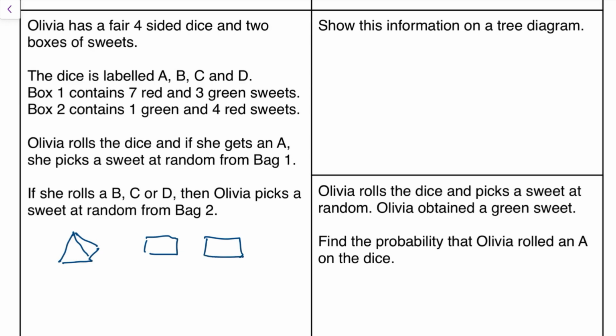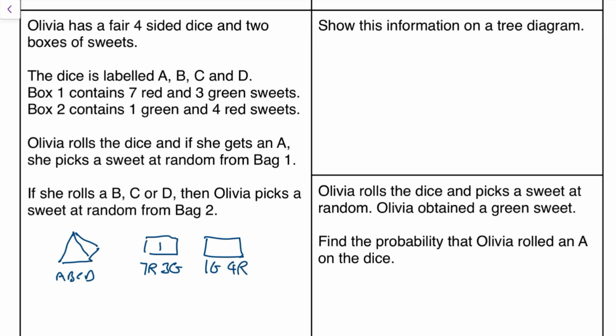The dice is labelled A, B, C, D. And box 1 has 7 red and 3 green. Box 2 has 1 green and 4 red. I don't know what number that's supposed to be. 1 green and 4 red.